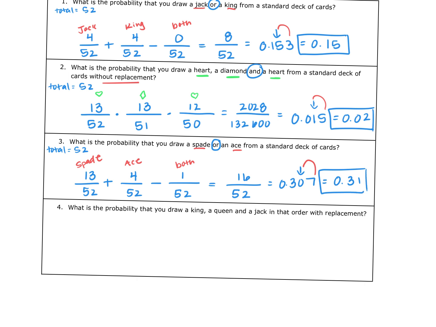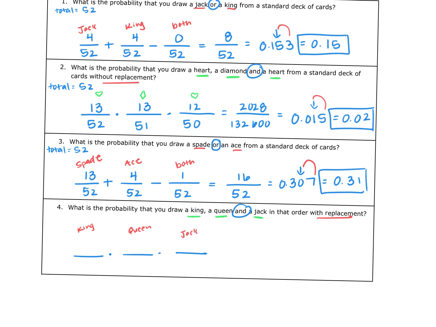And then number 4, what is the probability that you draw a king, a queen, and a jack in that order with replacement? Okay, so I want a king, I want a queen, and a jack. So that tells me I need 3 lines. So king, queen, jack. This one I want a king. This one I want a queen. And this one I want a jack.